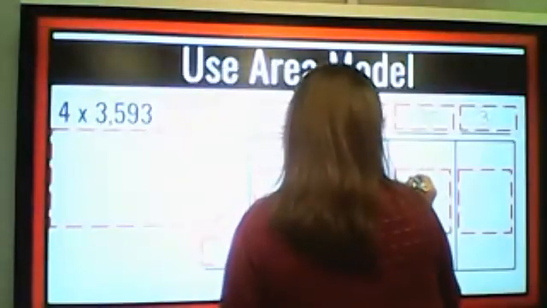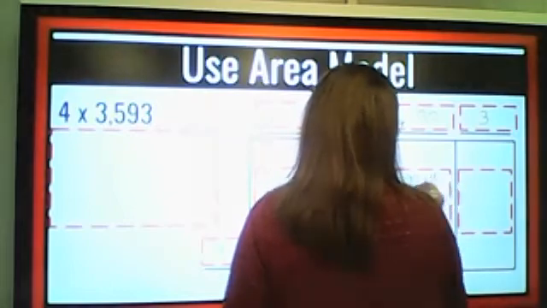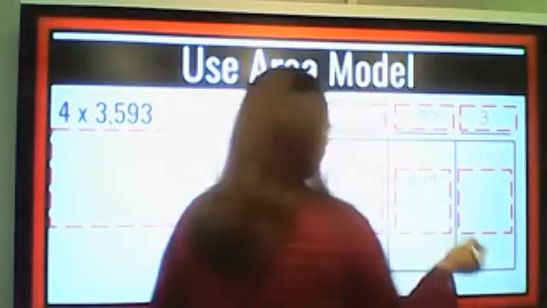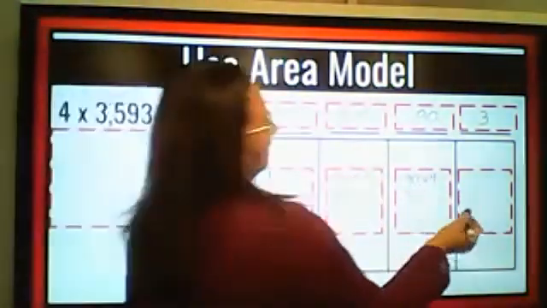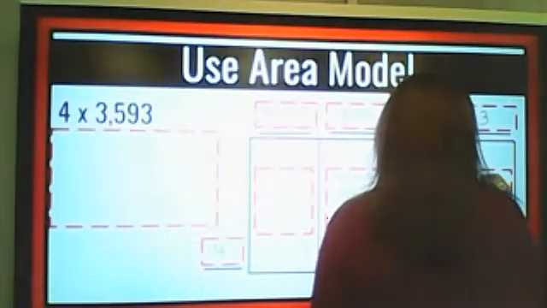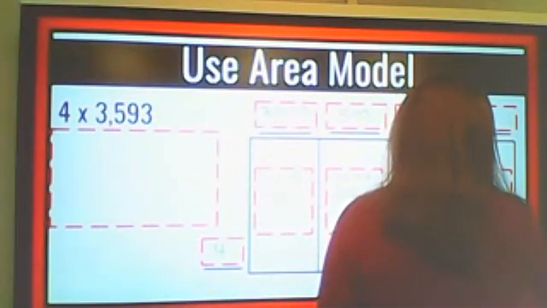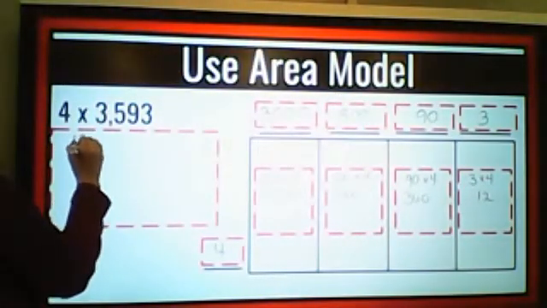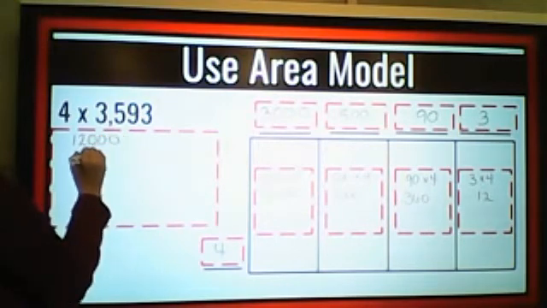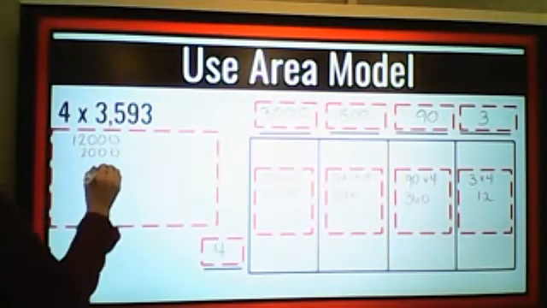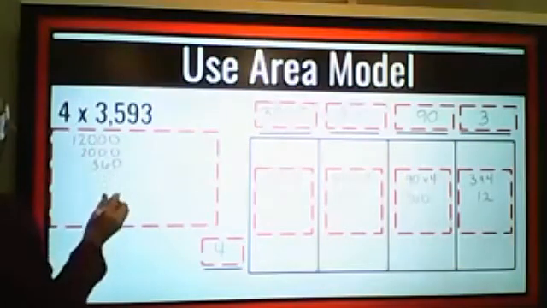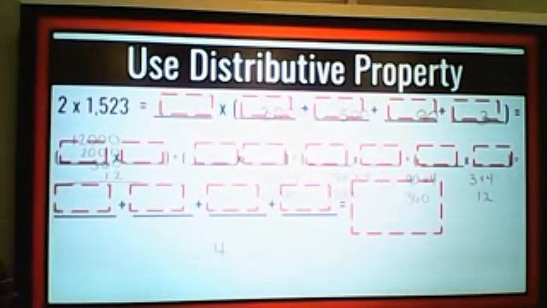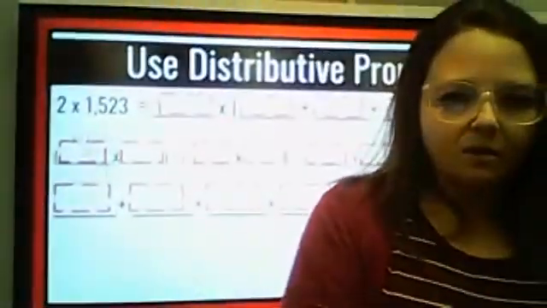Here, we're going to multiply 90 times 4. 9 times 4, 36 with 1 zero. And in our last box, we multiply 3 times 4, which is 12. Then, of course, we would add 12,000 plus 2,000. And when you get to this point, you have to make sure that you're lining up your place values. Otherwise, you will get it wrong.